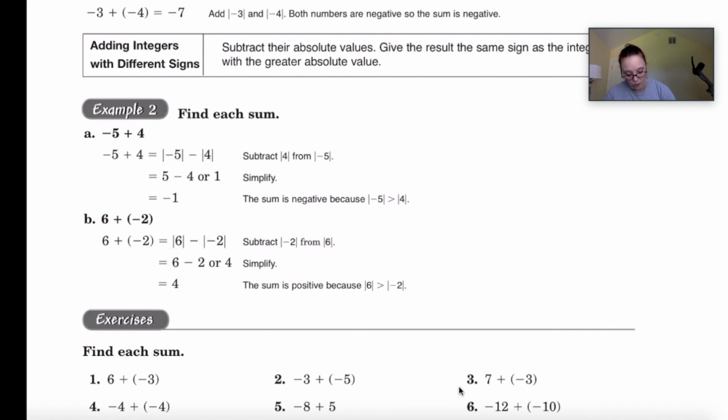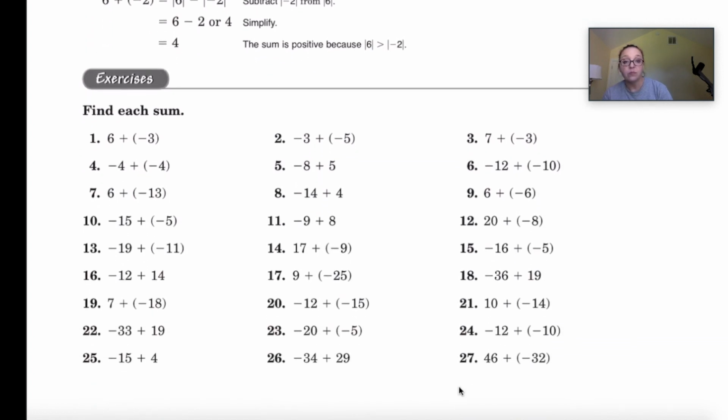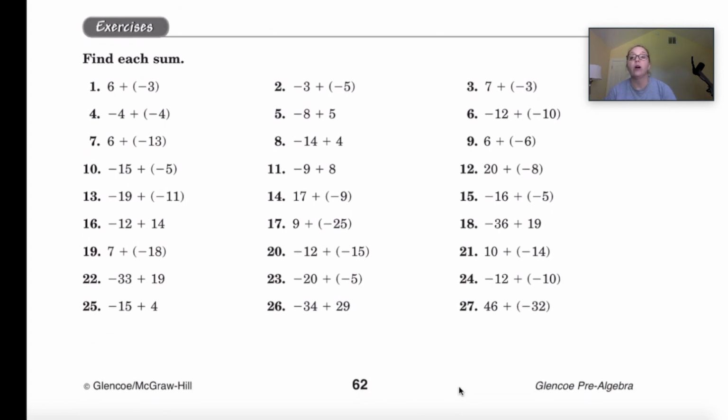So let's try a few problems. Looking at number 1, I've got to do 6 plus -3. The first thing I'm going to do is subtract. I'm going to do 6 minus 3, which is 3. And I have more positives, so the answer is +3. I'll even highlight that so you can see. And actually, I'll write it down here. I did 6 minus 3.